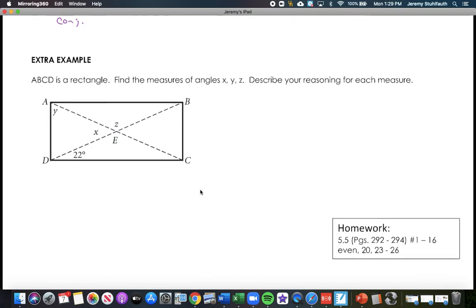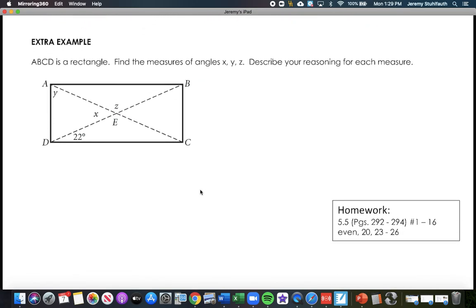The last thing we're going to look at is an example of just using the properties that we talked about to find some missing measurements of angles in this problem. So it says find the measurements of angle X, Y, and Z. Describe your reasoning for each measure. So X, Y, and Z. So, we'll describe this verbally. If we take a look at this, we know that diagonals are congruent in a rectangle. We also know that diagonals bisect each other in a rectangle.